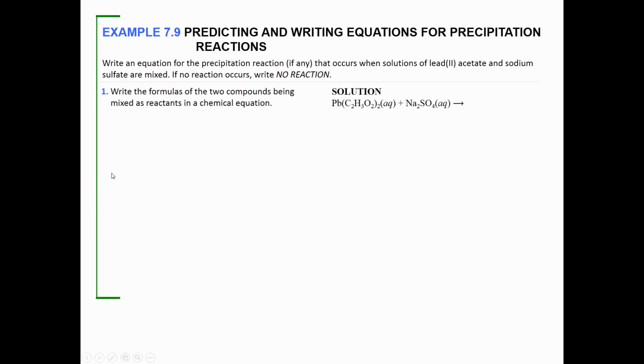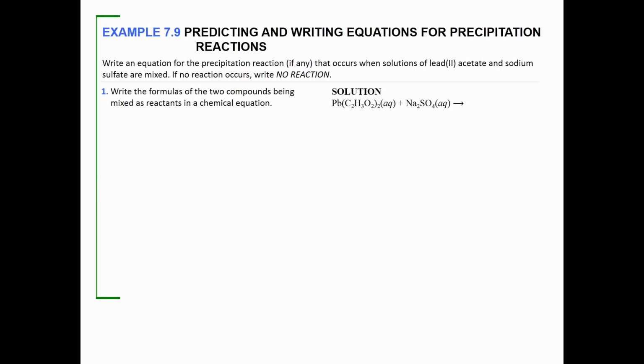Okay, so here are the formulas. So lead, we have a positive 2 charge. Acetate has a -1 charge. This is the formula for acetate. Has a -1 charge, so we need 2 of them. Notice that we put parentheses around the whole formula of acetate, and then the subscript goes outside of that. For sulfate, we have a -2, sodium a +1, so again we need 2 sodiums to go with the 1 sulfate.